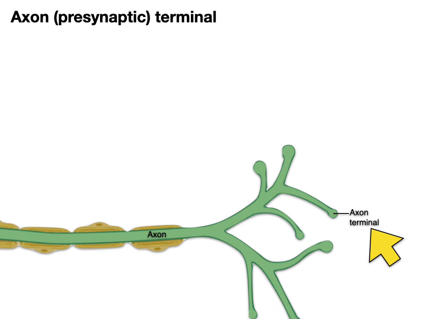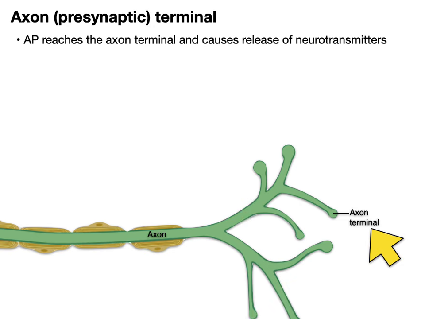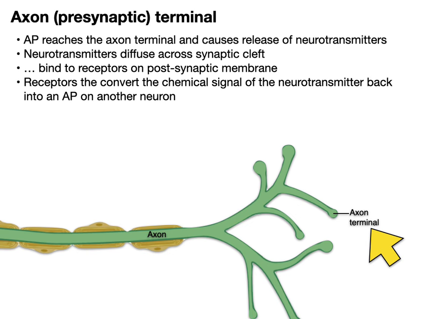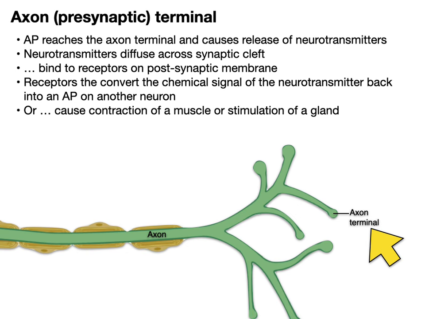Now, here's the axon terminal. We call it the presynaptic terminal because this is before the synapse. When the action potential moves down the axon and reaches the terminal axon, it causes a release of neurotransmitters. The neurotransmitters diffuse across the synaptic cleft, bind to receptors on the postsynaptic membrane, and the receptors then convert the chemical signal of the neurotransmitter back into an action potential on another neuron. Or it can cause contraction of a muscle, smooth, cardiac, or skeletal muscle, or the stimulation of a gland or an organ.